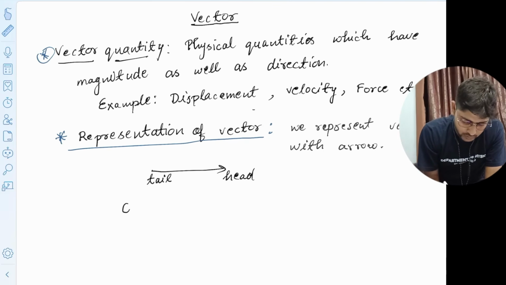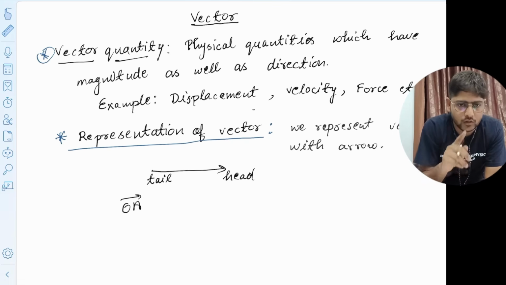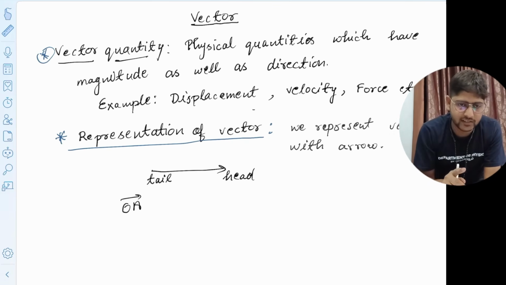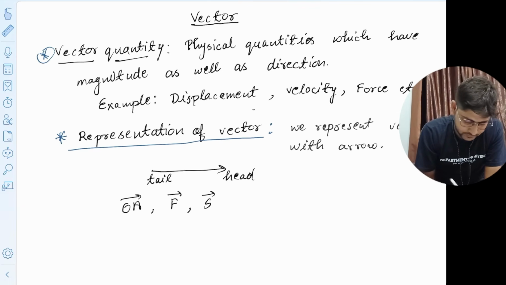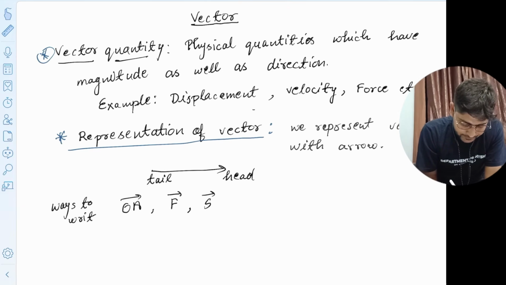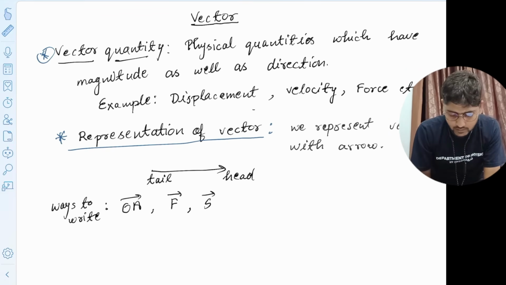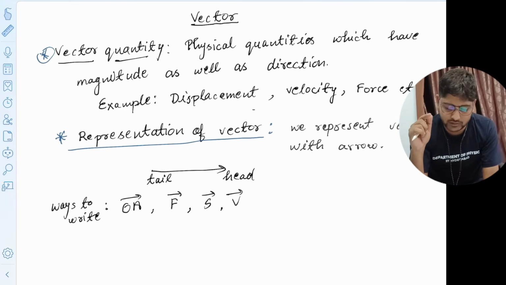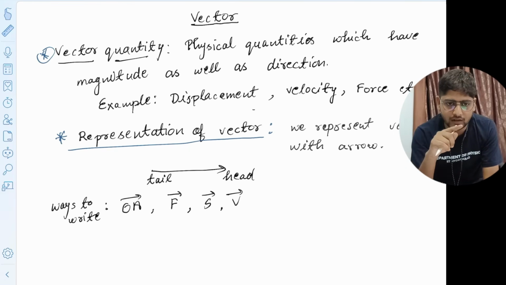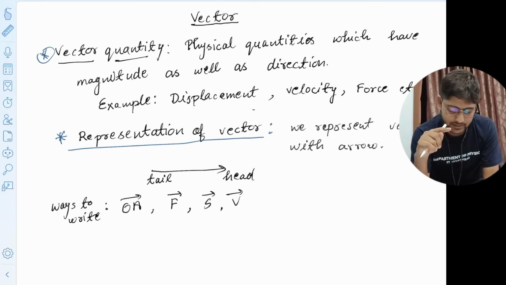Some ways to write: suppose OA vector. OA, and on the upper side the vector sign. Vector sign means arrow sign. So it is OA vector. Or force, F vector. Displacement, S vector. Or velocity, V vector. So whatever we want to specify with the vector, just write the symbol, and after that make the arrow sign. That will become a vector.